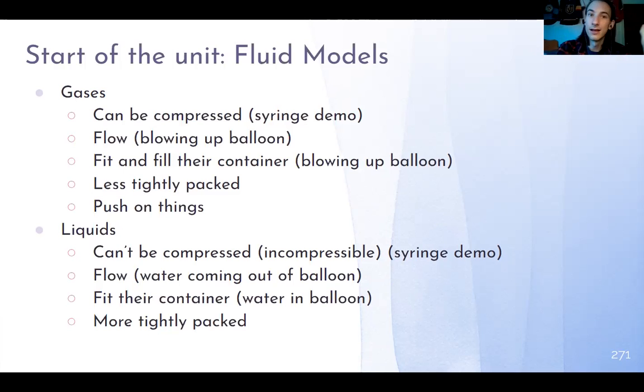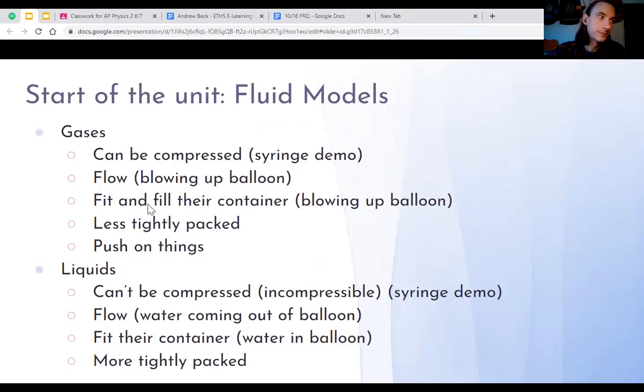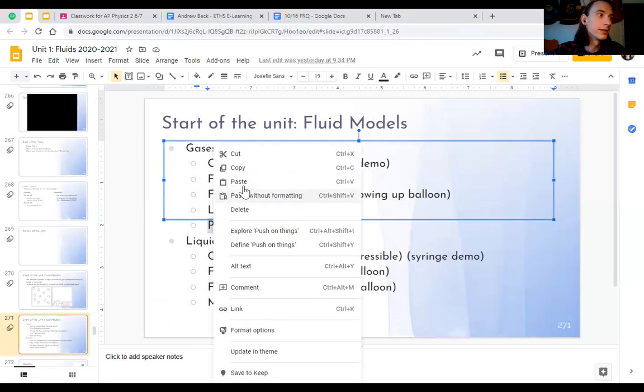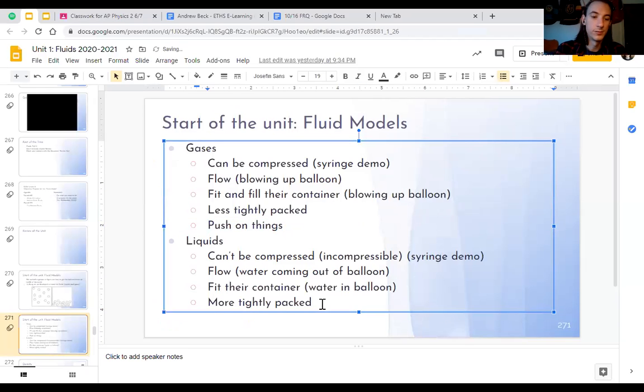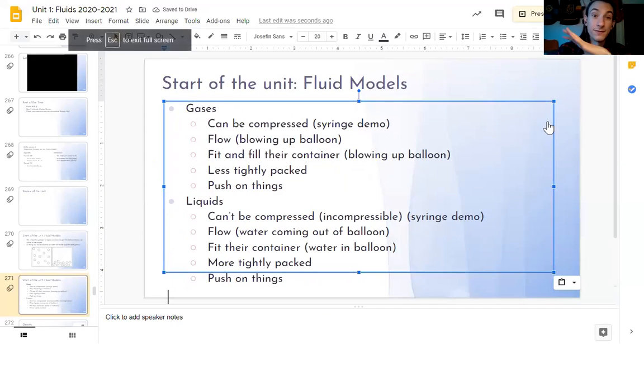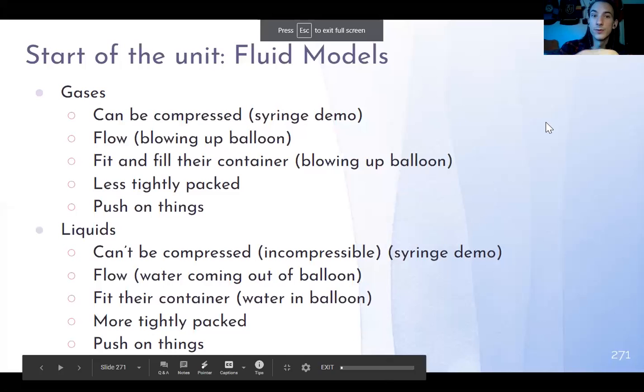We said that gases and all liquids can flow. They have this ability to go from one thing to the other. We said that they can fit and fill their container. Then a difference we said is that gases are going to be less tightly packed. And this should be for gases and liquids: both of them have this ability to push on things and supply this pressure. So that was the reason we were able to get this balloon filled up: we had more pressure on the outside than we did on the inside of that bottle. The air on the outside was able to push on the balloon and inflate it. So we have this idea that gases can supply this pressure, they can push on objects.